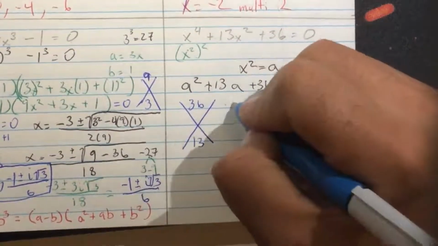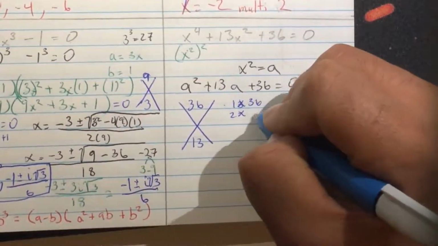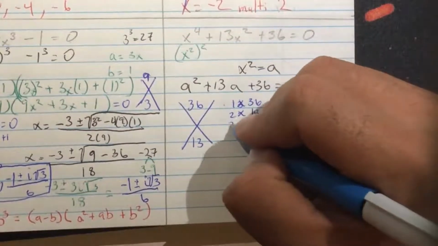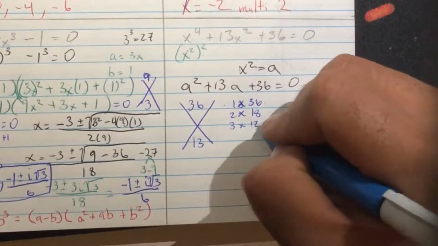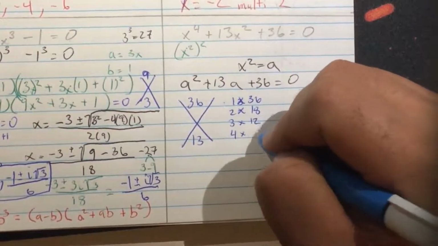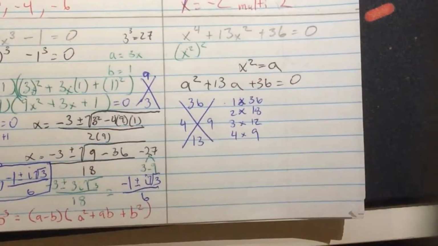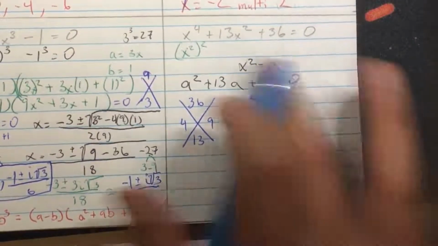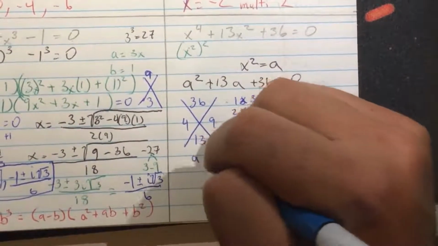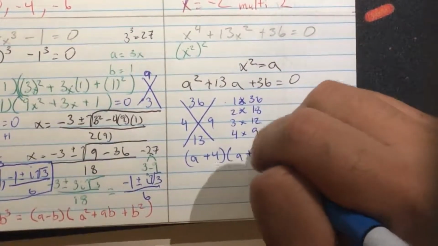Alright, it's 1 times 36, 2 times 18, that will not work. 3 times 12 gives us 15, no. 4 times 9, and that's it. So we do our 4 times our 9, and then we get our factors. So once again we get a plus 4 times a plus 9.